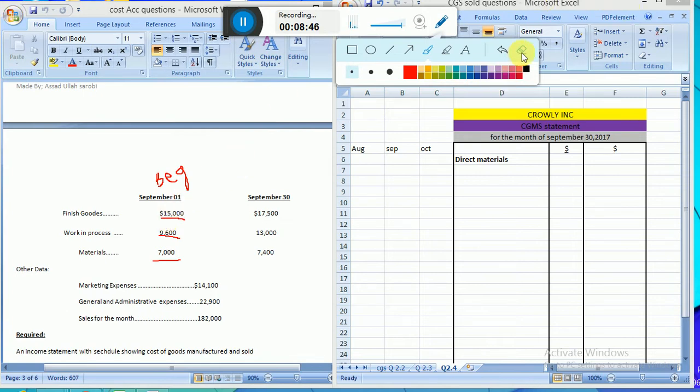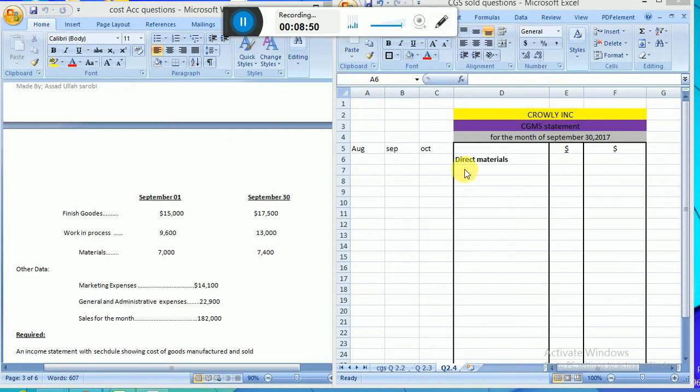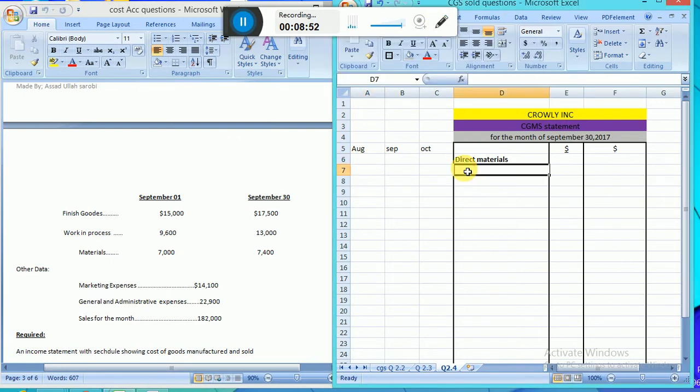Now what I should do, I will write the direct material, beginning direct material. It means the remaining material in the month of what? In the month of August.